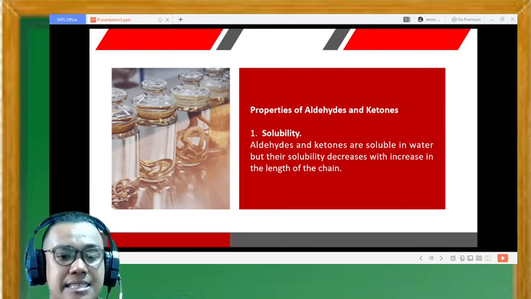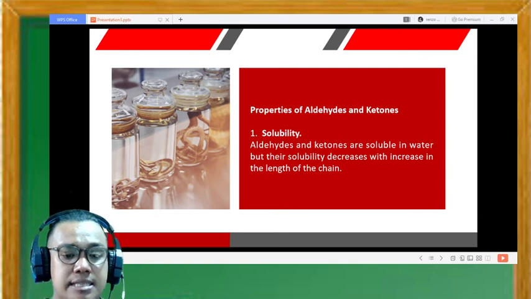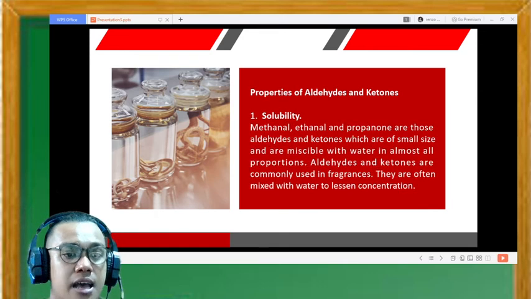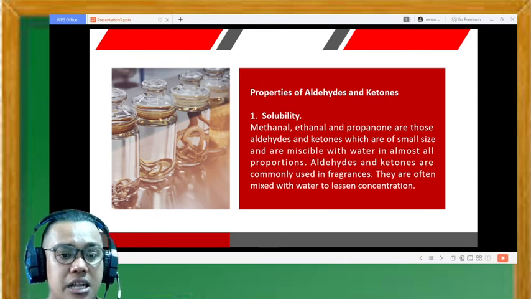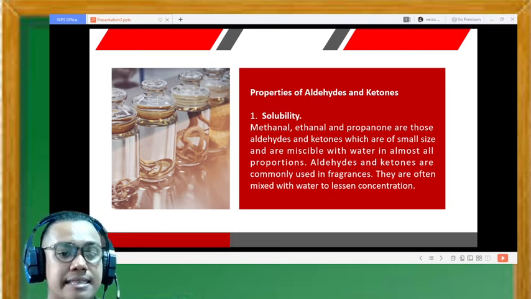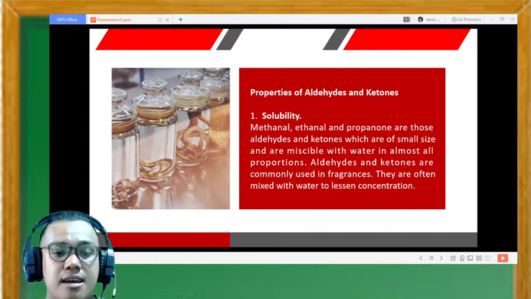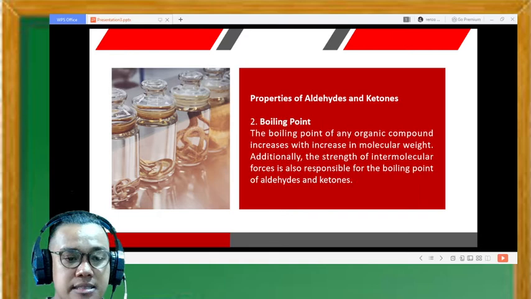So aldehydes and ketones are soluble in water, but their solubility decreases with an increase in the length of the chain. Methanol, ethanol, and propanol are those aldehydes and ketones which are of small size and are miscible with water in almost all proportions. Aldehydes and ketones are commonly used in fragrances. They are often mixed with water to lessen concentration.